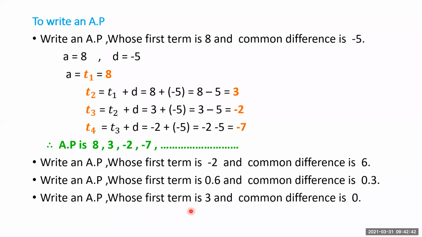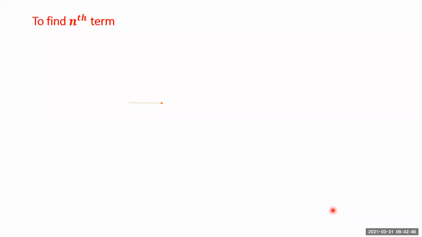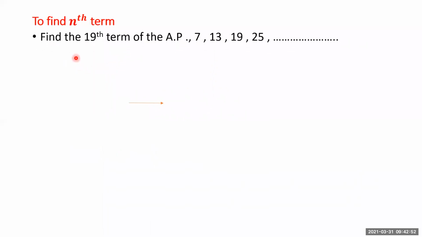Then here the first term is 3 and the common difference is 0. Okay. So next is to find the nth term. Nth term means the 19th term, 18th term, 32nd term, 39th term. If they ask like that, how can we do it?